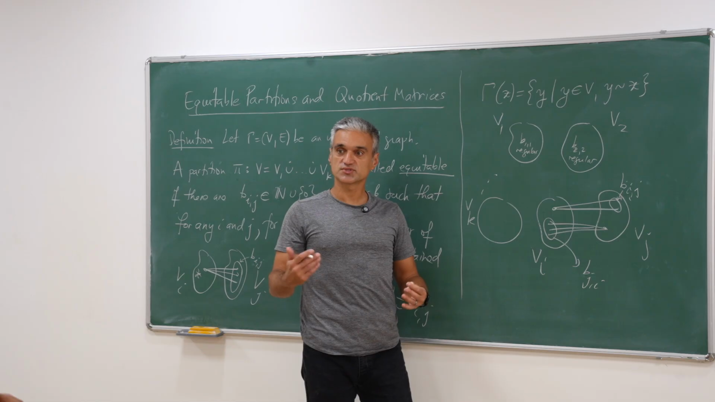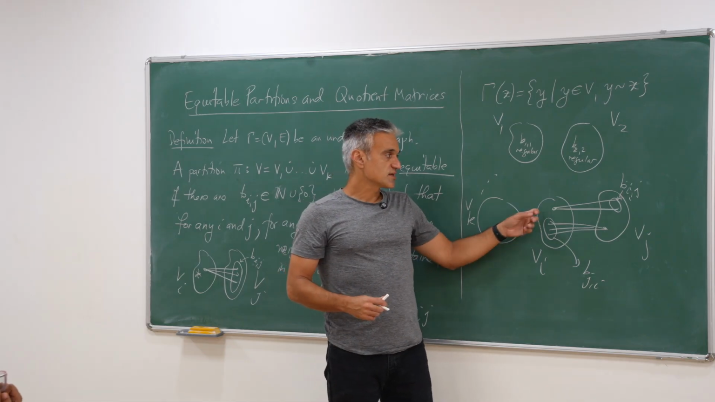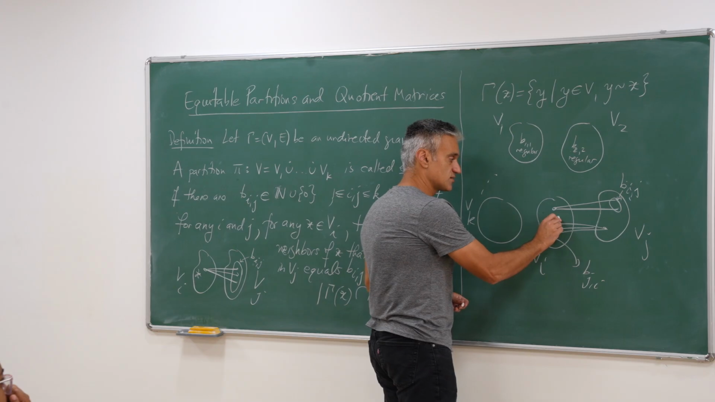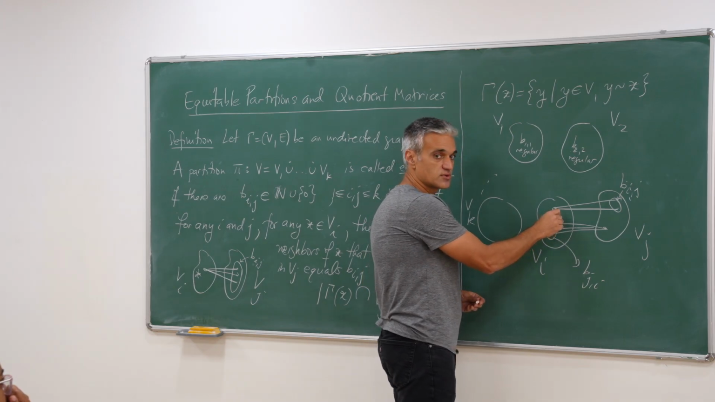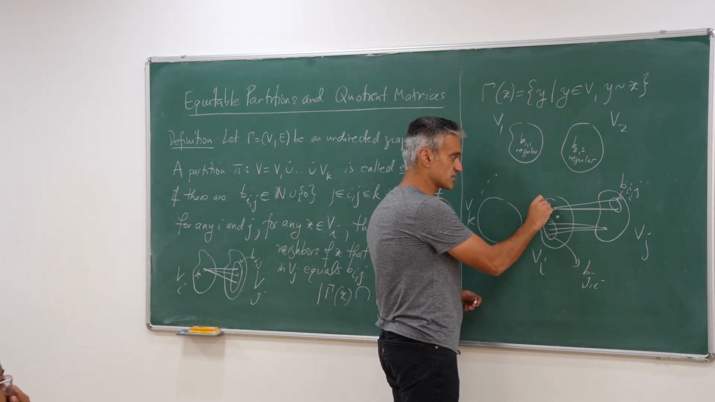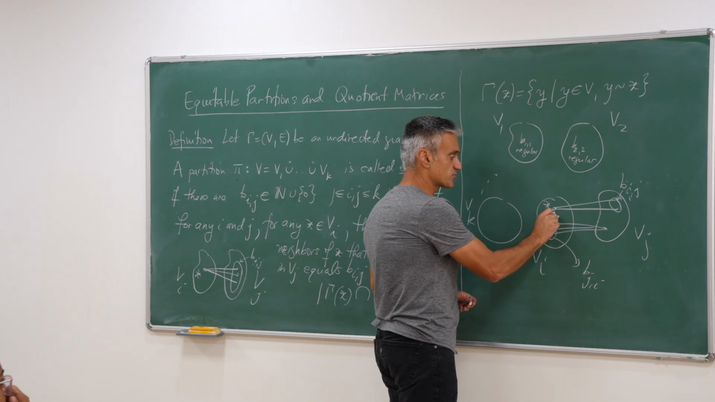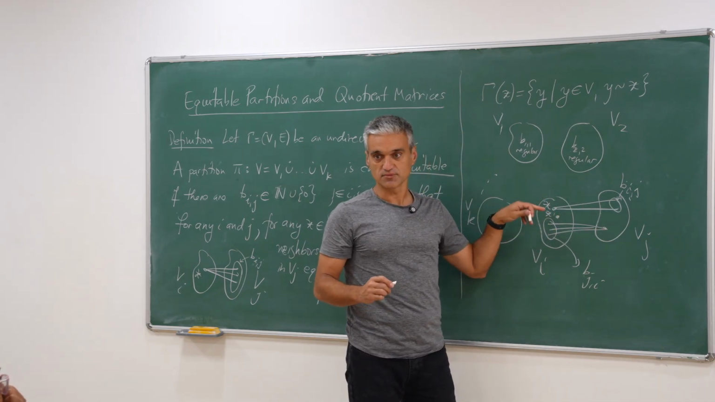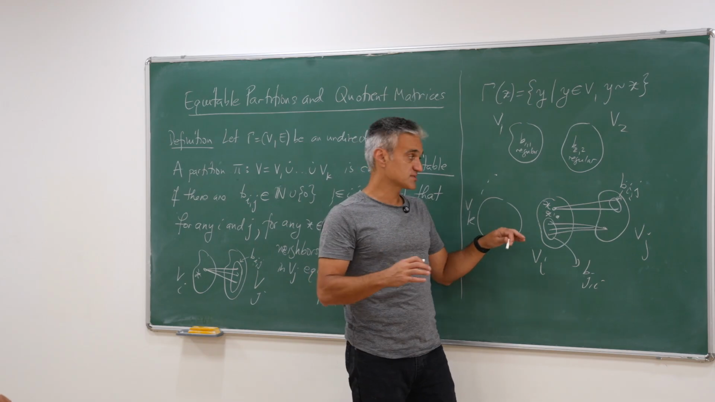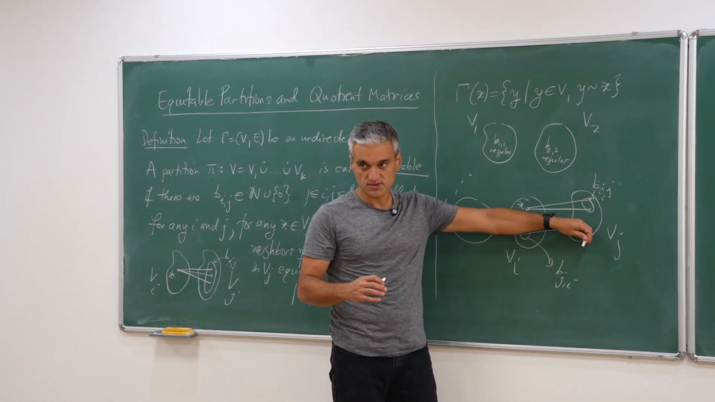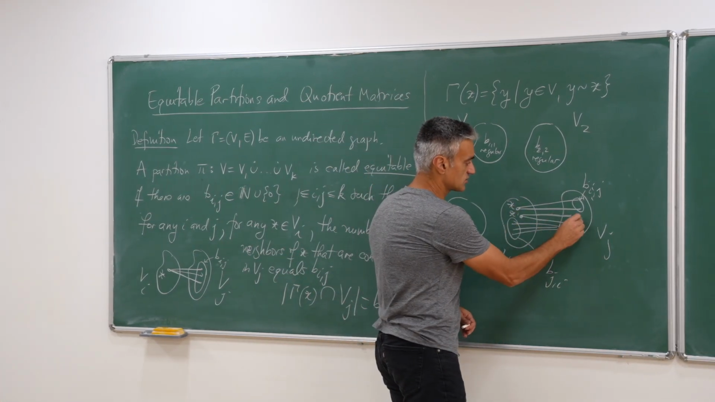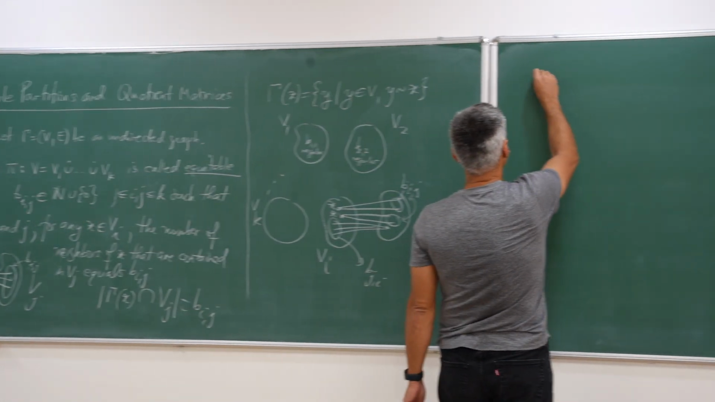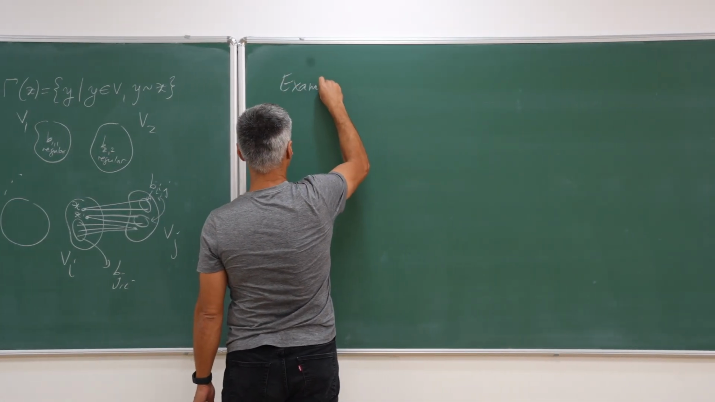It doesn't mean that if I take another vertex here, x prime, that x and x prime have to have the same neighbors, but they have to have the same number of neighbors in here. That's all it is. So this one could be here, but it's also the same number, bij. So let's do some simple examples.